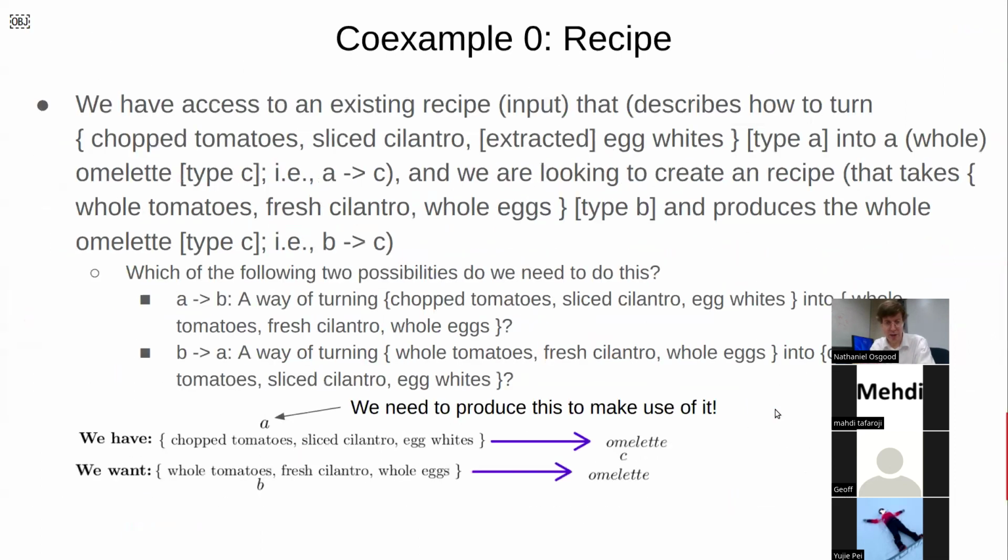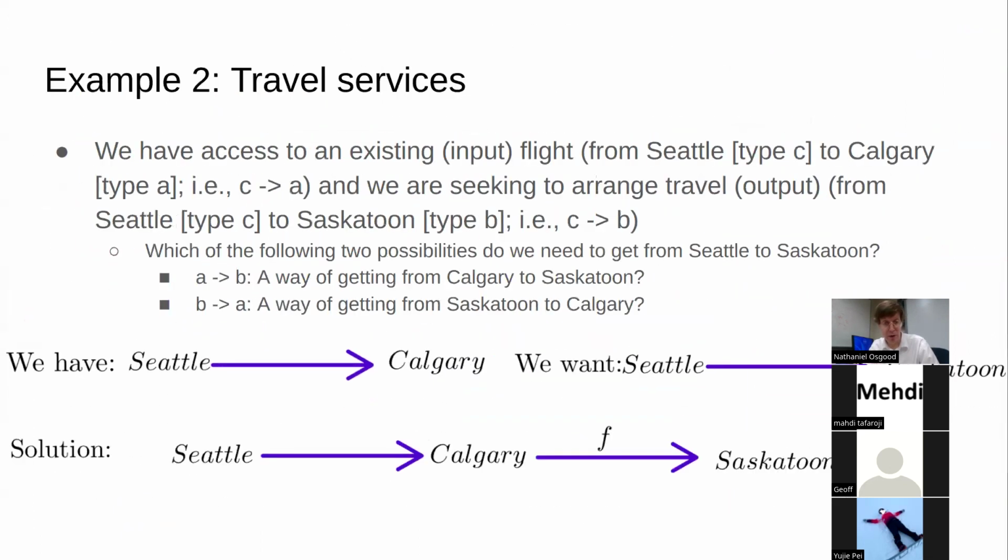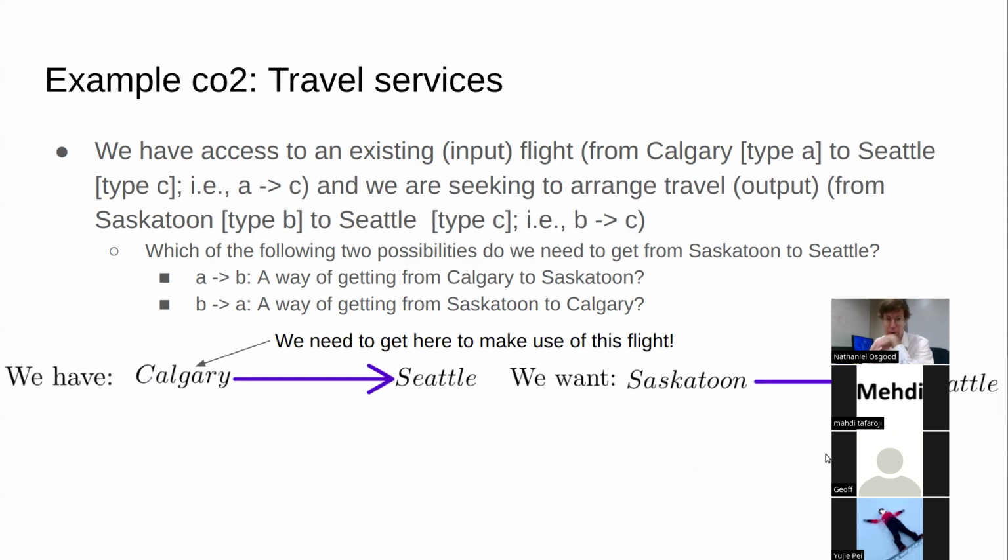Okay. So let's just finish this example. So that's exactly right. We just need a way of going from Calgary to Saskatoon. We're golden. We can go from Seattle to Calgary. Are we good with that notion? Okay, now we try the co-example, right? We have a way of going from Calgary to Seattle, and we're seeking a way to go from Saskatoon upstream, right, to Seattle. What do we need? We have this.